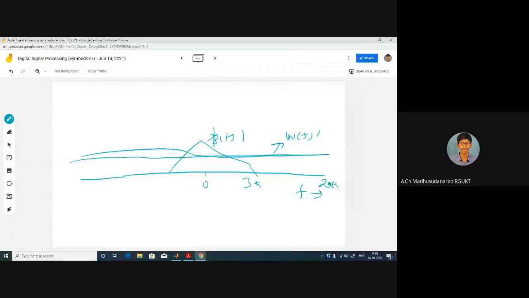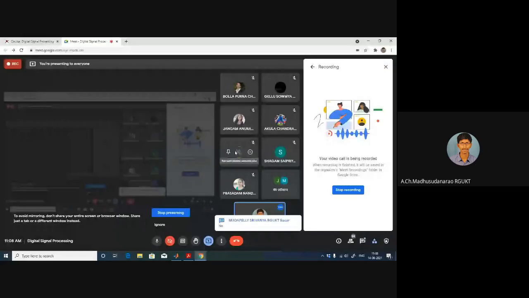Is it possible? Can I apply a low pass filter with a cutoff frequency of 3 kilohertz and remove this one? Is it possible or not? You can think and answer. If I apply a low pass filter with a cutoff frequency of 3 kilohertz, I can remove only this part of the noise. Is it possible for me to remove all this noise? No, right? It's not possible to remove that noise.